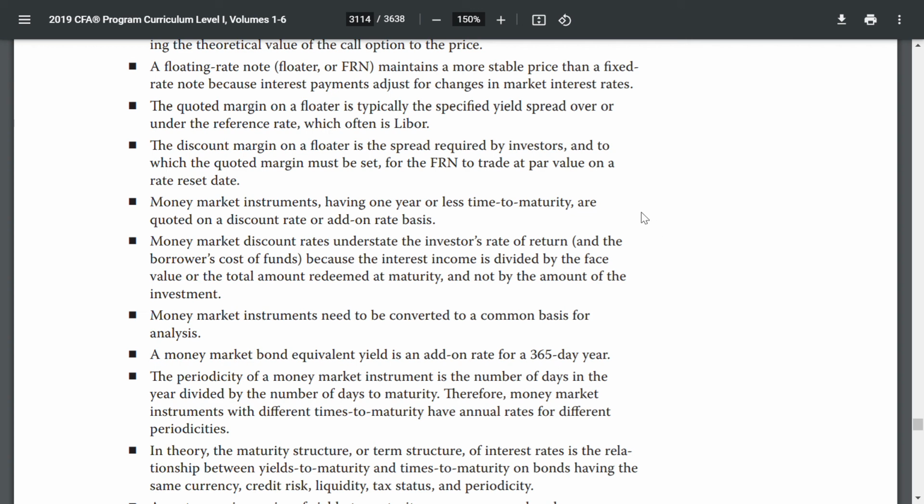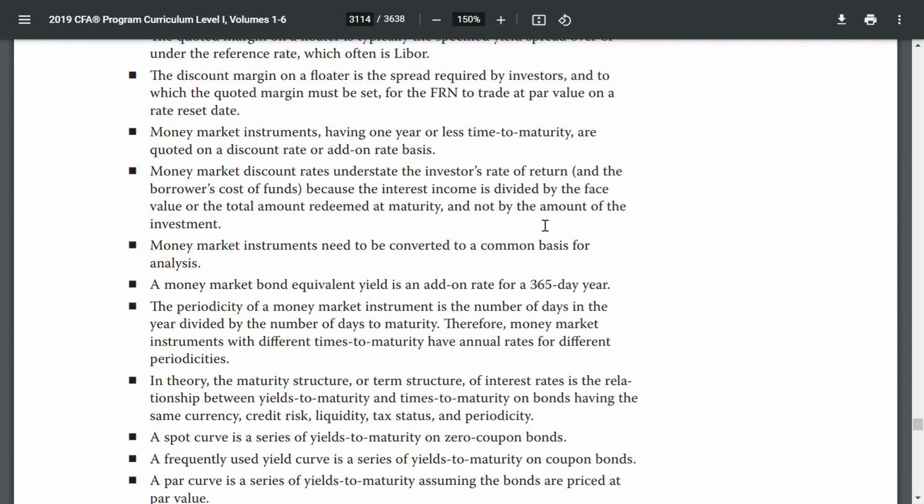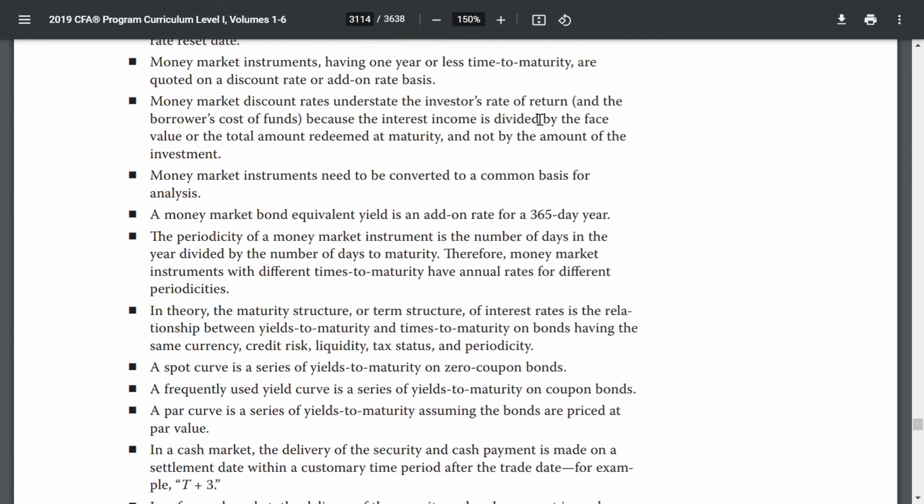for the FRN to trade at par value on a rate reset date. Money market instruments having one year or less time to maturity are quoted on a discount rate or add-on rate basis. Money market discount rates understate the investor's rate of return because the interest income is divided by the face value, the total amount redeemed at maturity, and not by the amount of the investment.